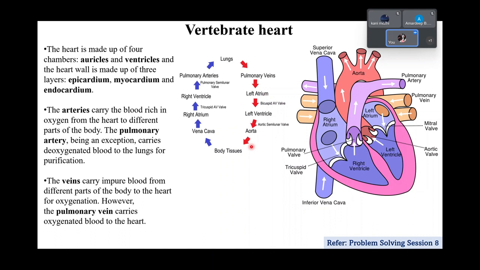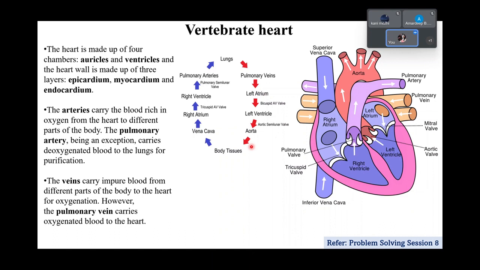So the role of valves is to prevent the backflow, and that is exactly what is not happening in the open circulatory system. And how does that happen? When the atrium is filled with blood, it opens this valve due to pressure, and all the blood is drained into the right ventricle. As soon as the right ventricle is filled up with blood, it pushes the tricuspid valve back and the valve closes. As a result, the backflow of blood from the ventricle to the atrium is inhibited.